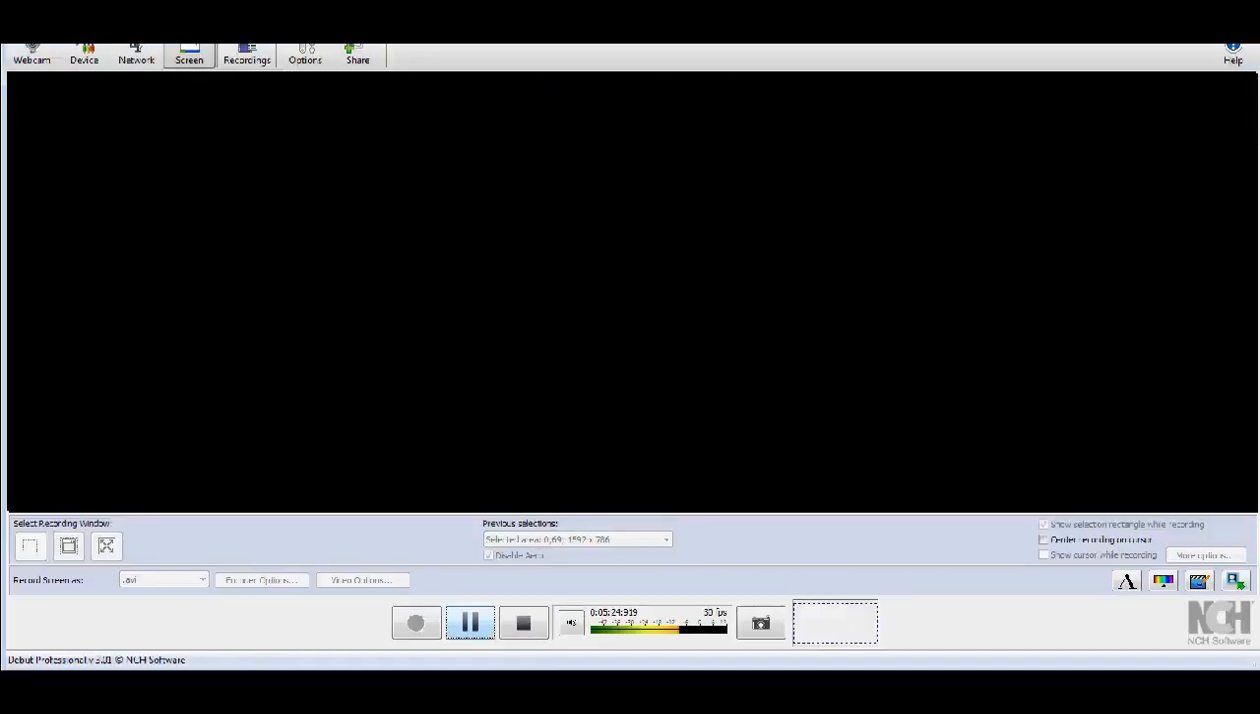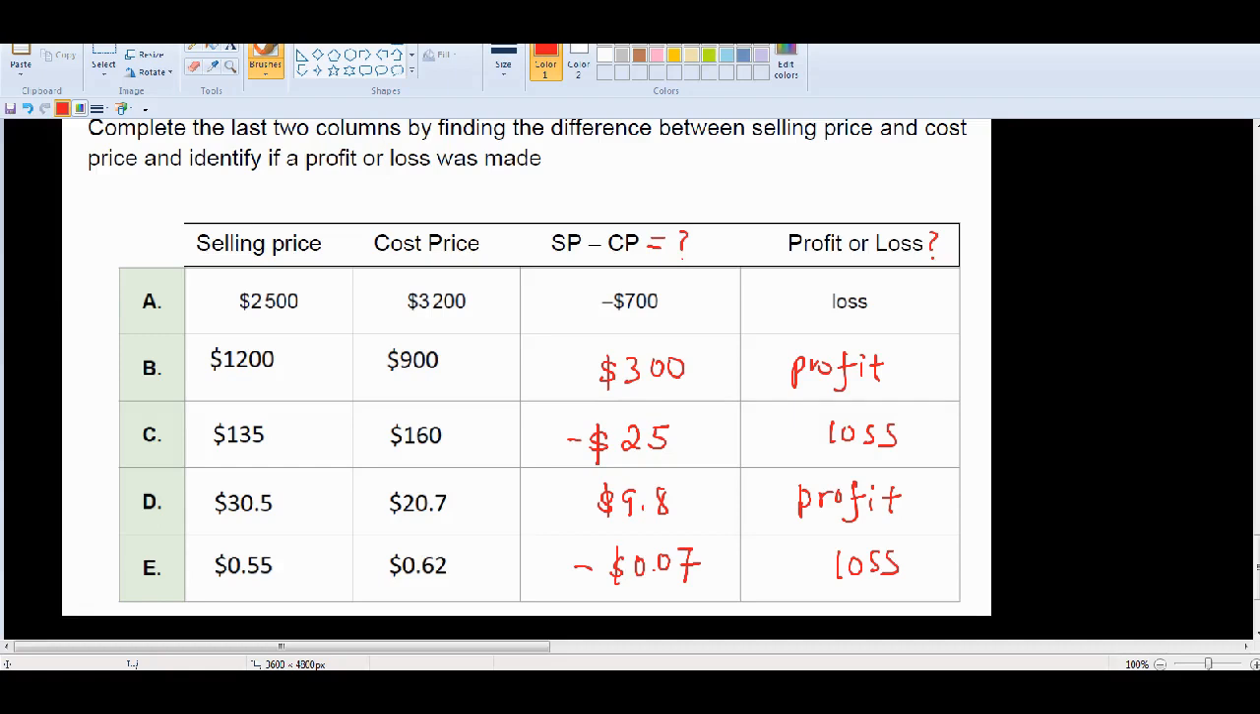Please check the answer. Each time you just use selling price take away cost price to see the difference. If the difference is positive, then it is a profit, otherwise it's a loss. So there will be no problem.